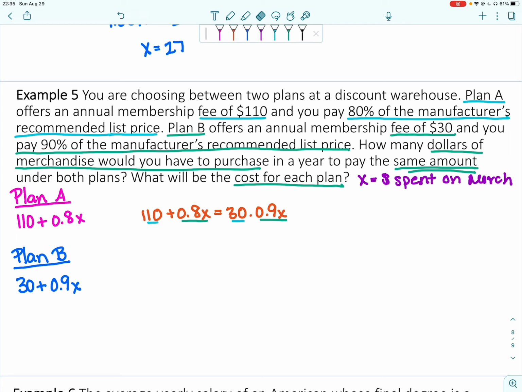It doesn't really matter how I decide to move these things around, but one of the things that I see is if I move the 30, if I get rid of the 30 on this side, I still am working with a positive number here. And I like to stay in the world of positive numbers. So 110 minus 30 is 80. So 80 plus 0.8x equals, that should be a plus, 0.9x.